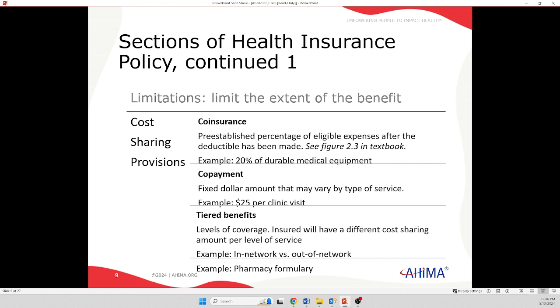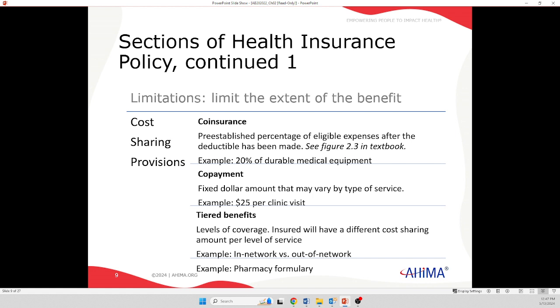Our limits are qualifications that limit the extent of the benefit. And so one thing that falls under this is cost sharing. There are some cost sharing items listed here. You have co-insurance, co-payment, and tiered benefits. Now, under co-insurance, again, that's that pre-established percentage of eligible expenses after the deductible has been met. That says see figure 2.3. That should actually say see 2.2. And it gives you an example of how to calculate co-insurance.